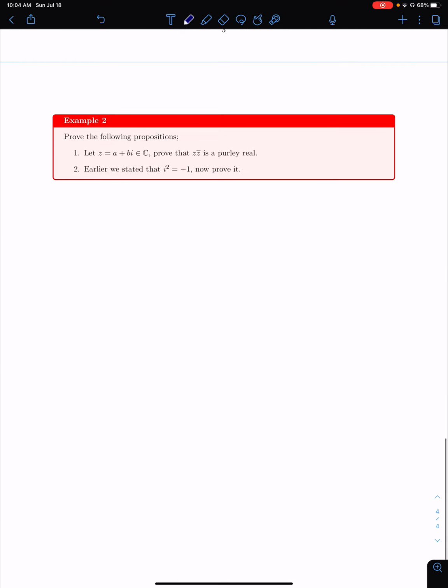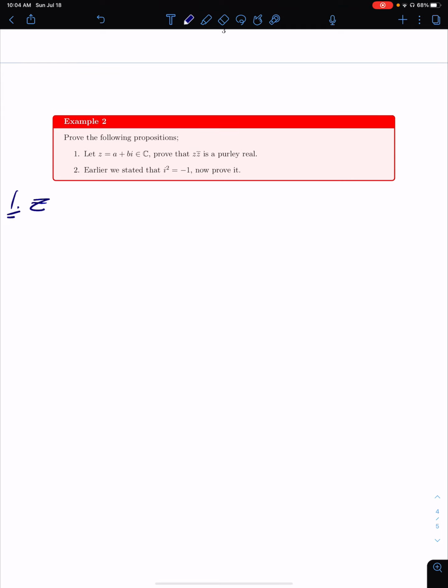Now let's move on to proofs. Again, proofs are really the heart of math. This is how you really test if you understood a concept well. So let z be a plus bi and prove that z times z bar is purely real. So z times z bar is equal to a plus bi times a minus bi.